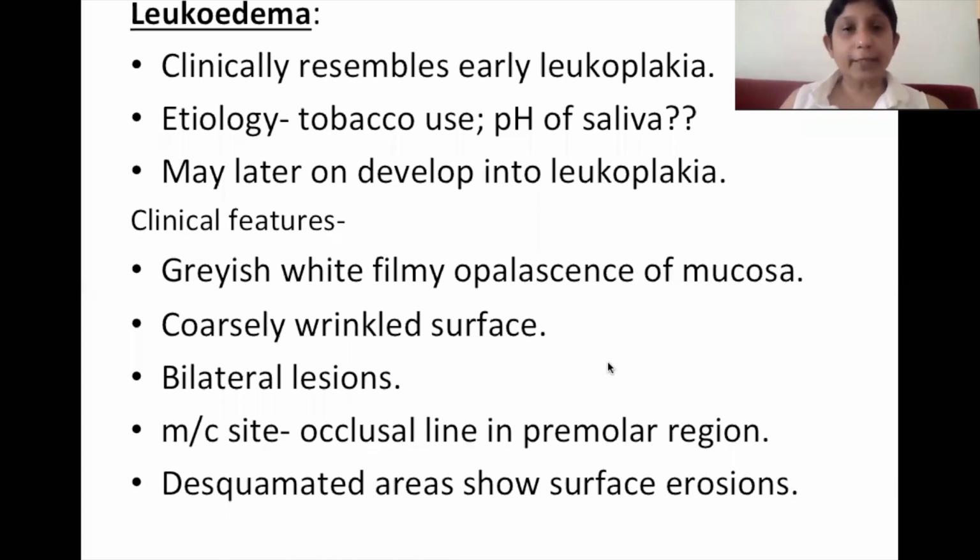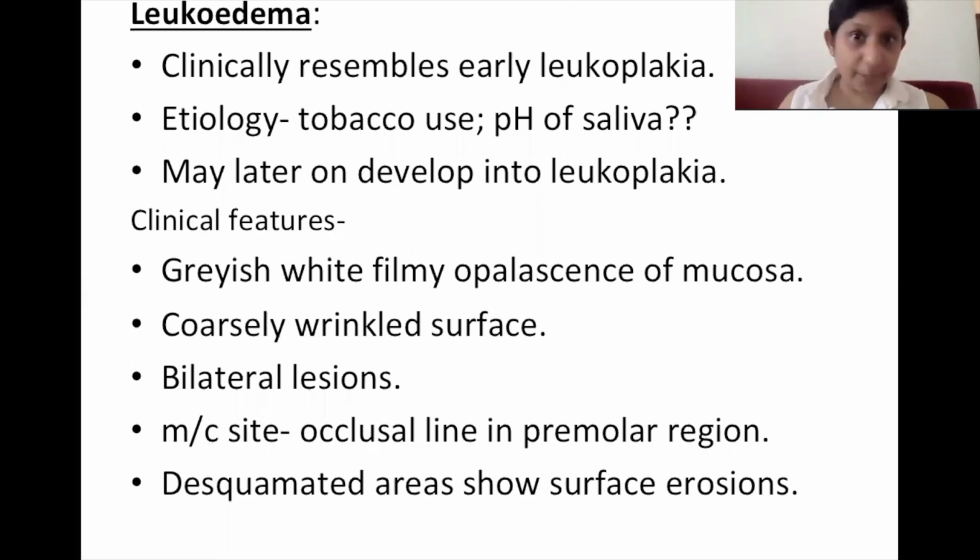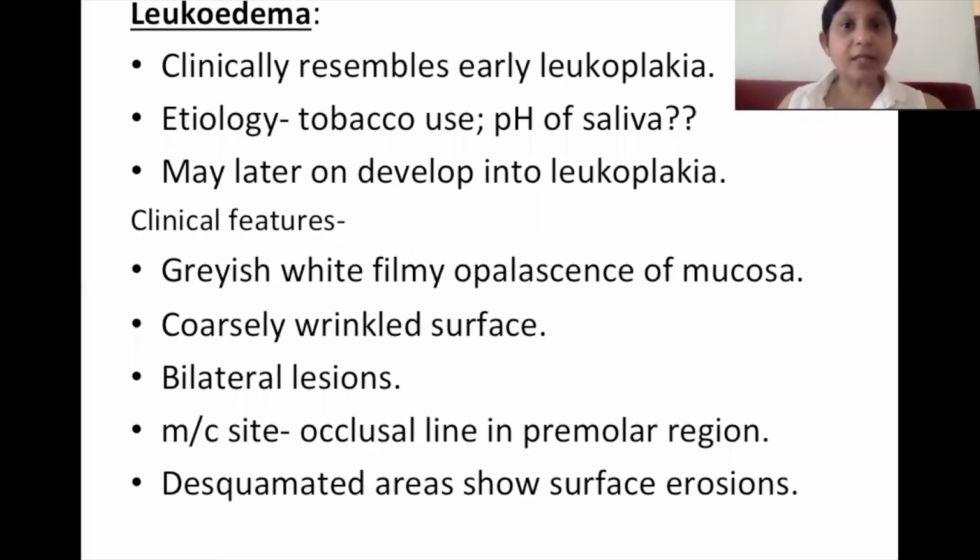Then desquamated areas may show erosions. Now I want you to understand the word erosion. Erosion means the superficial layers of the epithelium are lost, but not the entire thickness. That means the basal cells will never be lost. The basal cells and the basement membrane will be intact in an epithelial erosion. Only the stratum spinosum, granulosum and corneum can be lost. So the thickness of the epithelium can be lost in some area. That is called a surface erosion.